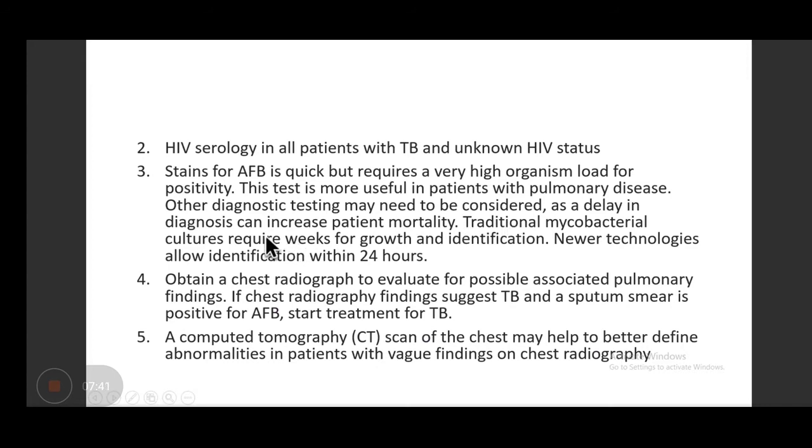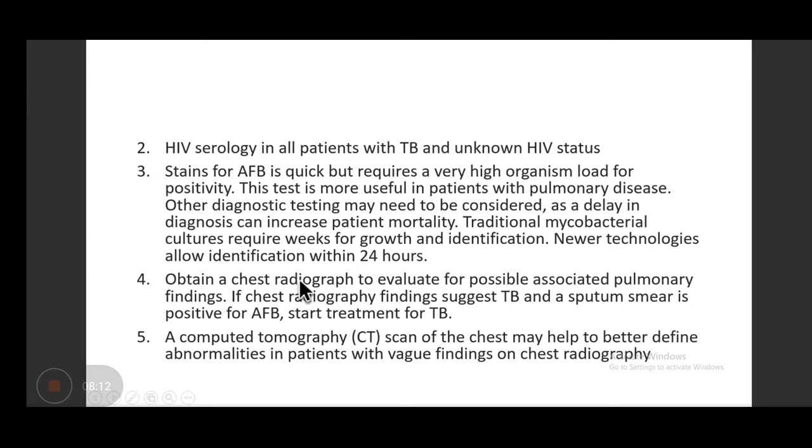Traditional mycobacterial culture: now you can do stain, you can do culture also, but culture is the gold standard test, but it requires weeks for growth and identification. The bacteria require weeks to grow, right? So newer technologies allow identification within 24 hours. We'll see the newer technologies later. These are the conventional things that we do, but still culture is the gold standard for tuberculosis.